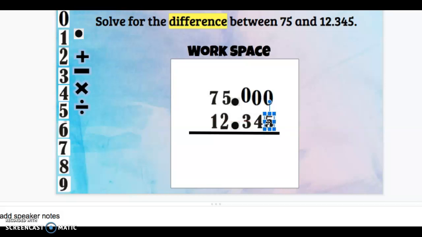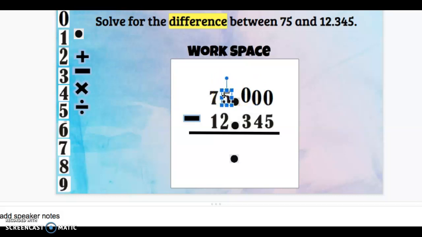I then am going to drop my decimal point straight down and begin to solve from right to left. And when I'm solving, I will be subtracting. So I have to start by solving this. 0 minus 5, I can't do that, so I need to go to the 0 next door. Well, I can't take from that 0, so I need to go to the next place value. Well, that's 0. I can't take from that, so I need to go to the 5.